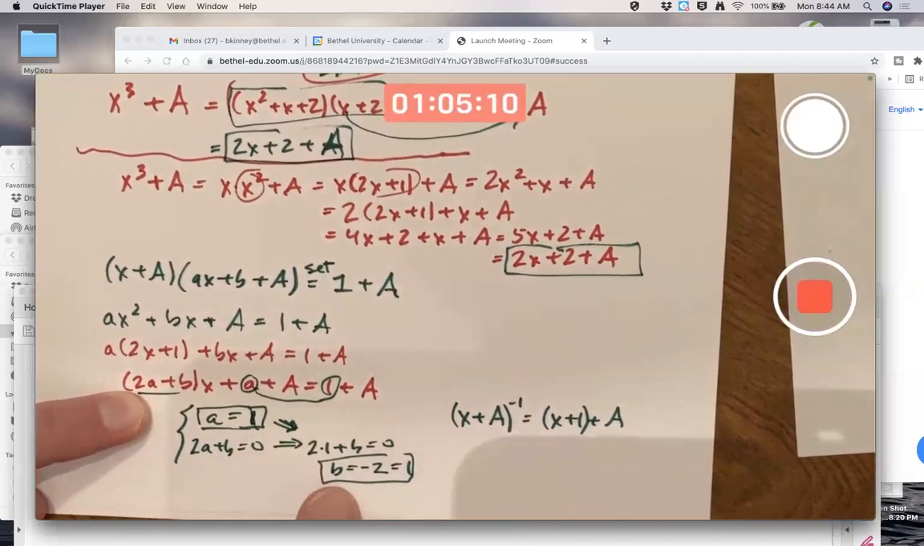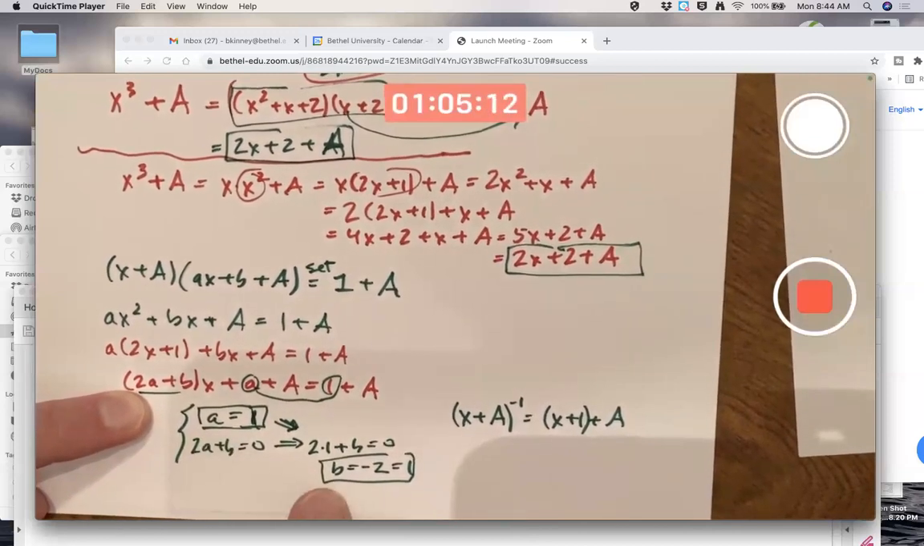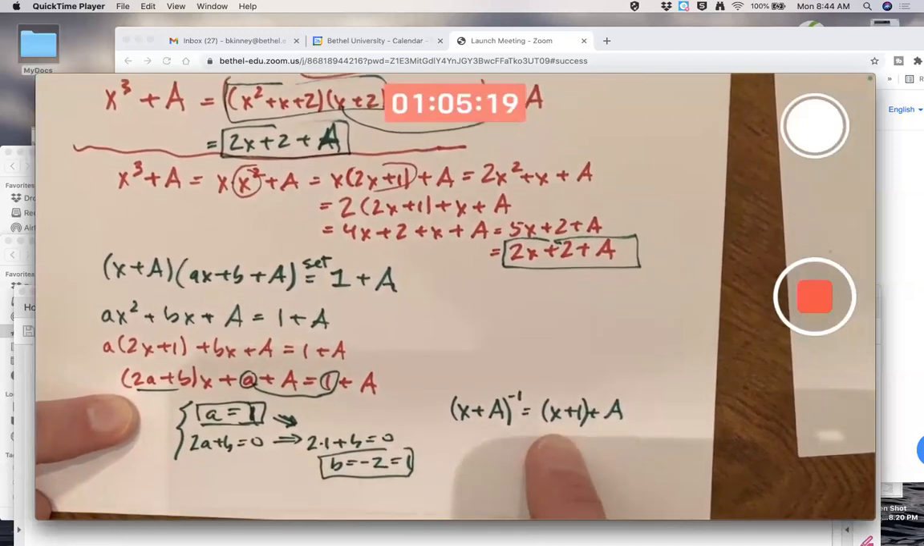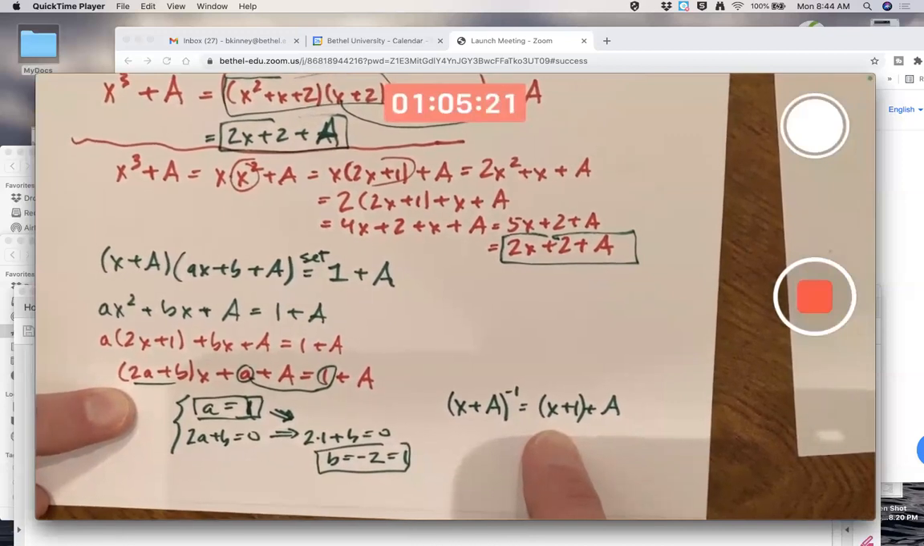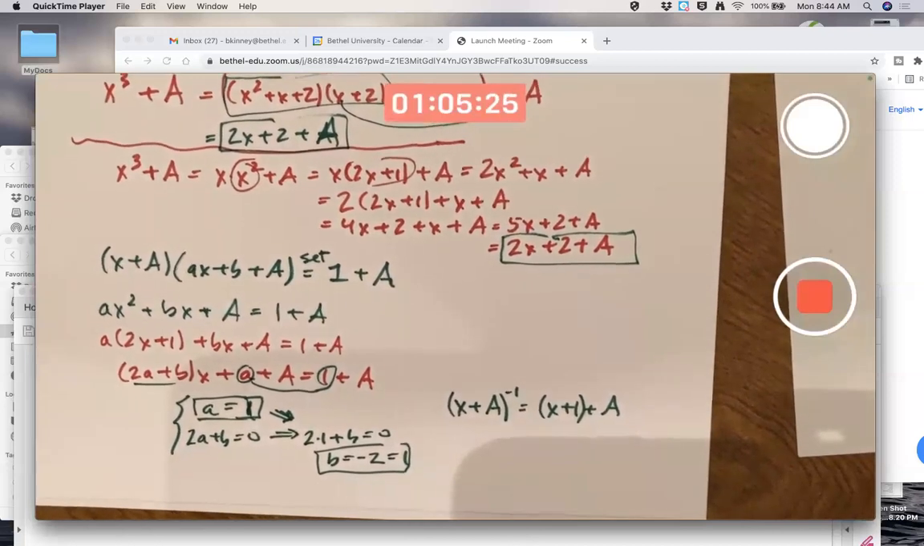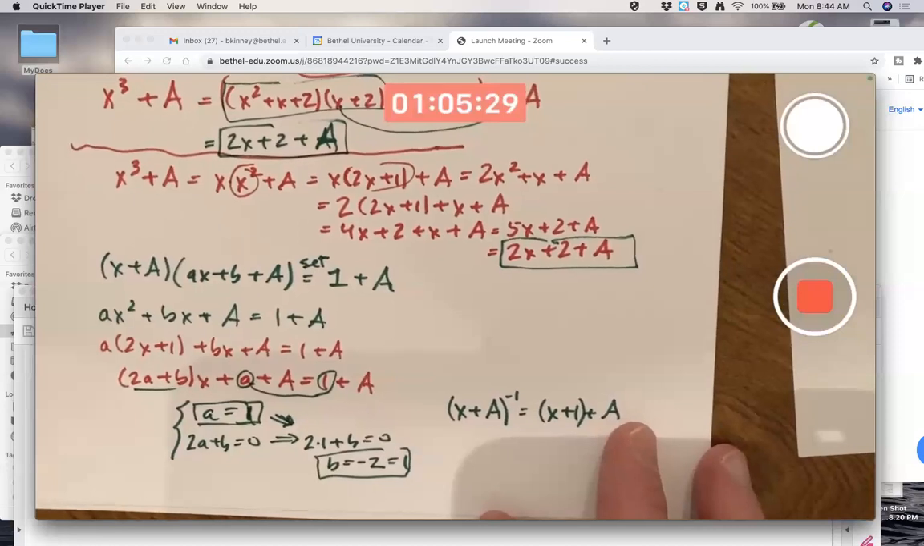That does have a solution. A is 1, b is 1. And then, okay, yeah, those are the coefficients of x and the constant term. Yep, I got it.